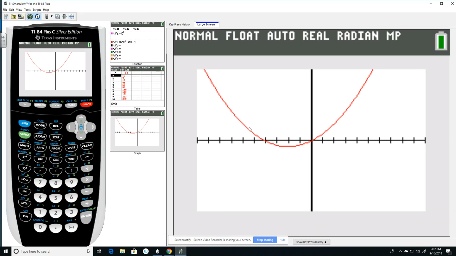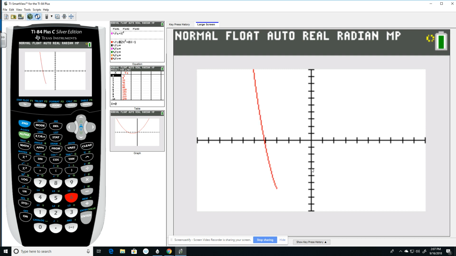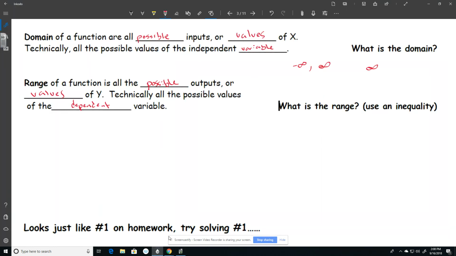And if I look at my lowest point, let's go back to our standard window. The lowest point I could get on my picture is this point right here before it started going up. And that value for y was negative 9, right? The lowest I can get is negative 1, 2, 3, 4, 5, 6, 7, 8, 9. That's the lowest possible value for y. So my range is any number greater than or equal to negative 9. That's going to be my output.